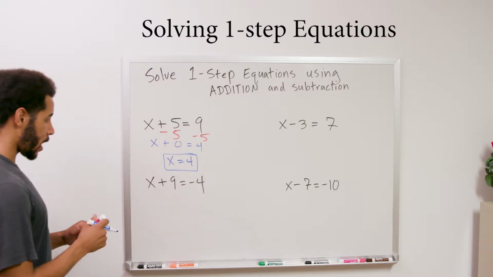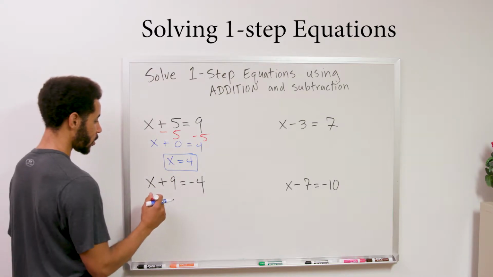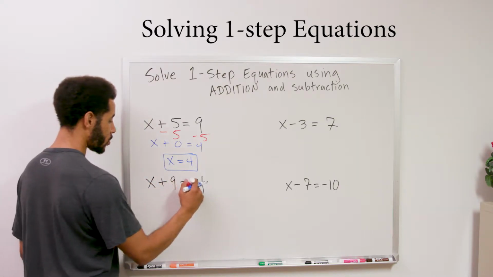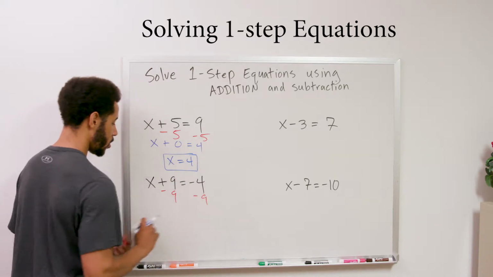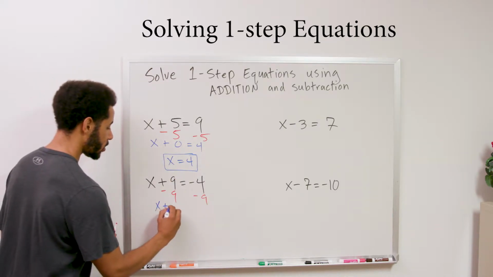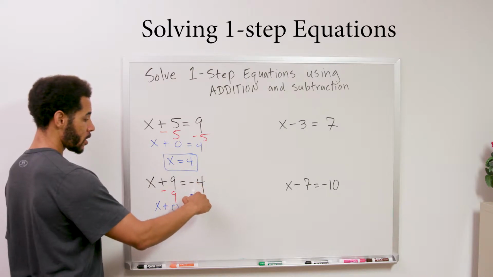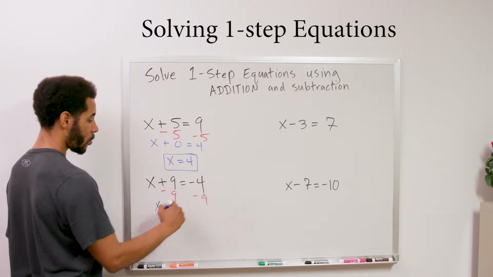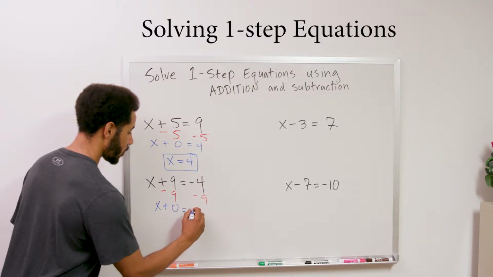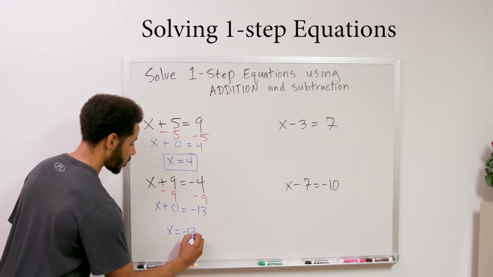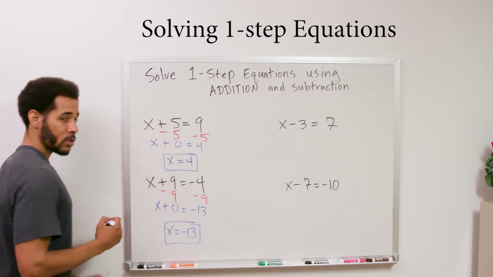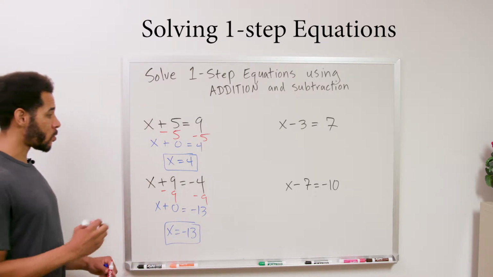Here we're subtracting 9 because we want to make a 0 here. The statement is x plus 9 equals negative 4. We're going to take 9 away, create our 0. And now we have x plus 0. We have negative 4, take away 9. That's like negative 4 plus negative 9. So that's going to give us a negative 13. X equals negative 13.